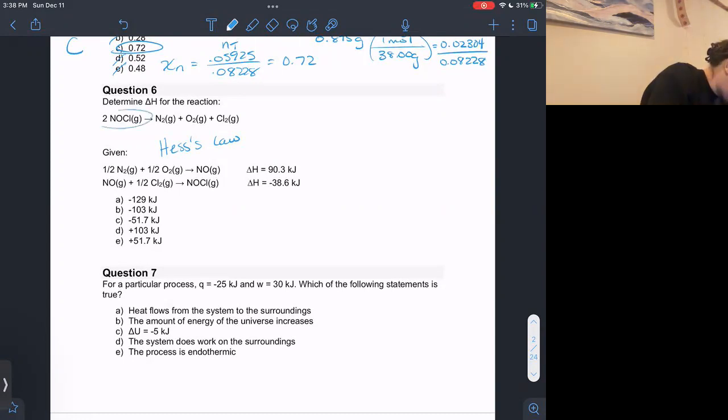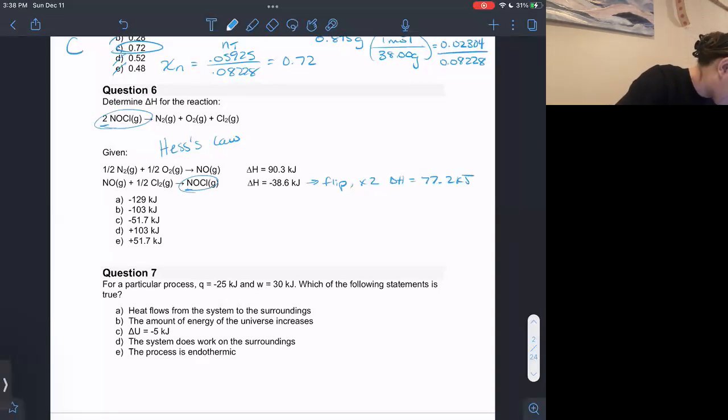So I'm going to first look for my NOCl2 or my NOCl. I see that down here. So that in my given equation is on the opposite side. So I definitely know that I need to flip this equation, which means I need to negate my delta H. And then there's a 2 in the reaction I'm looking for, and there's no 2 here. So I know I'm going to need to multiply by this 2. So if I flip that and multiply by 2, then 38.6 times 2 is going to be 77.2 kilojoules.